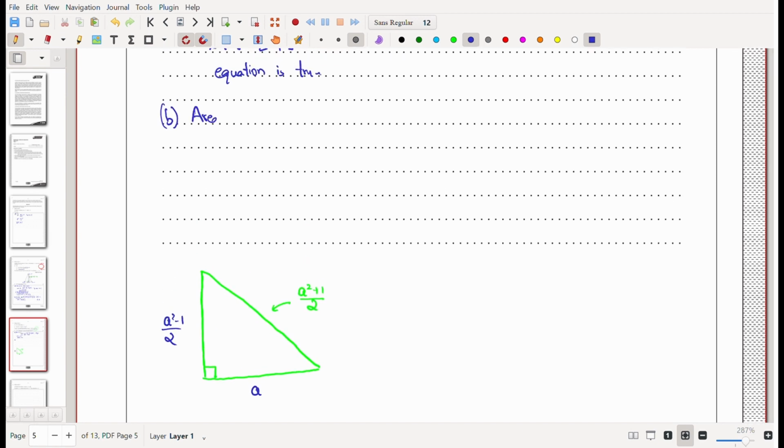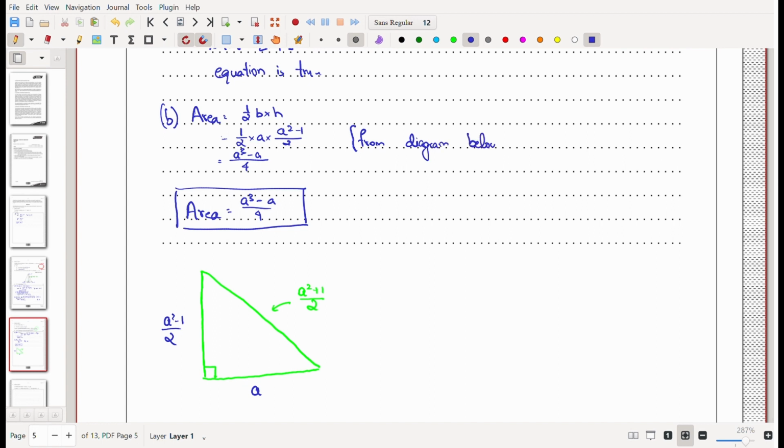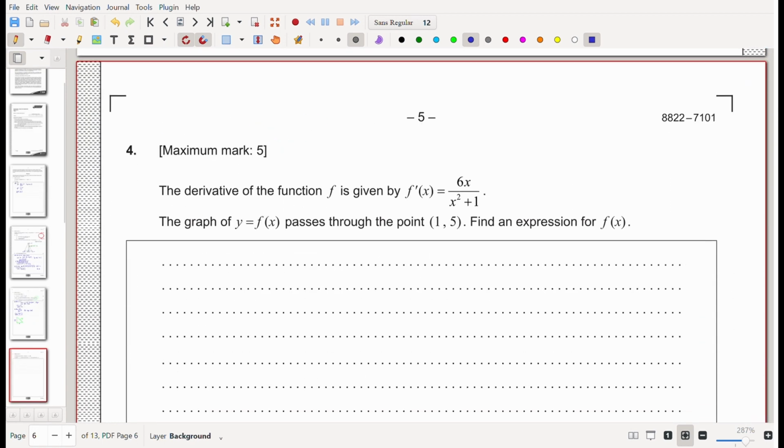Now the area is equal to half base height. And from the diagram, we can take the base as a and the height as a squared minus 1 by 2. So this means that the total area is a power 3 minus a by 4. Therefore, the area of our triangle is equal to a cubed minus a by 4. Put this in a box to make sure the examiner knows, and make sure to write out from diagram below to make sure all your reasoning is shown and you don't lose marks for that.